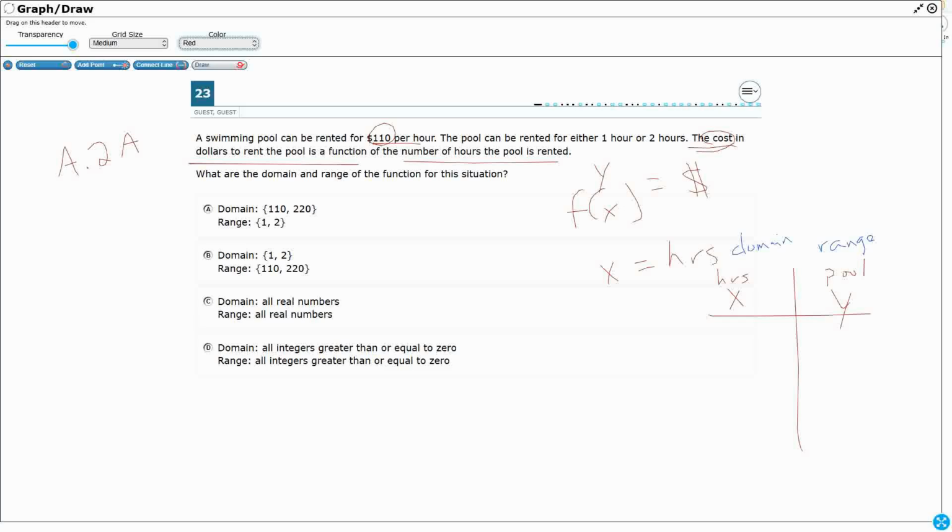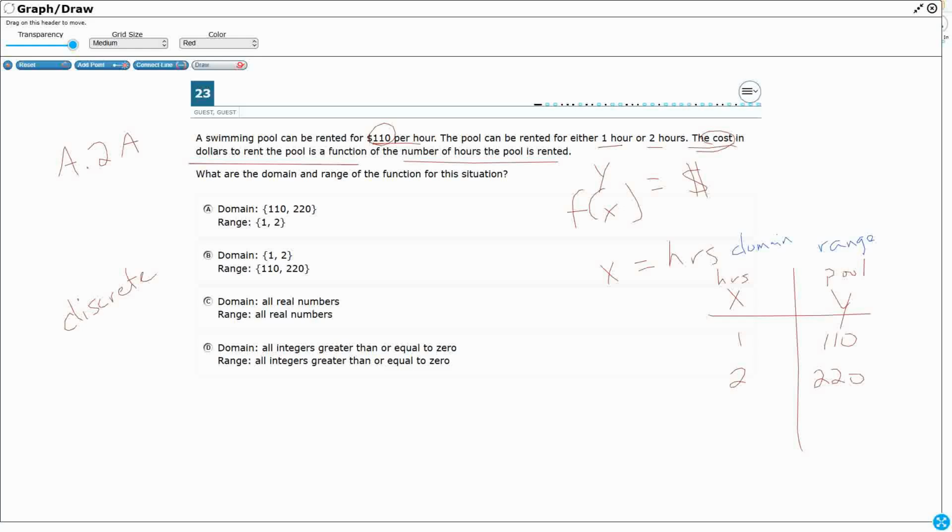But in this case, it's going to be discrete because they tell us in the actual problem, it can be rented for 1 or 2. That's it. You want it for 1 hour or you want it for 2 hours. All right, if I want it for 1 hour, what's it going to cost me? 110 bucks, because it's 110 bucks per hour. Double that if you want it for 2 hours. That's it. You can't rent it for 3 hours. You can't rent it for 0.5 hours. That's why it's discrete. There are just a certain number of data points.